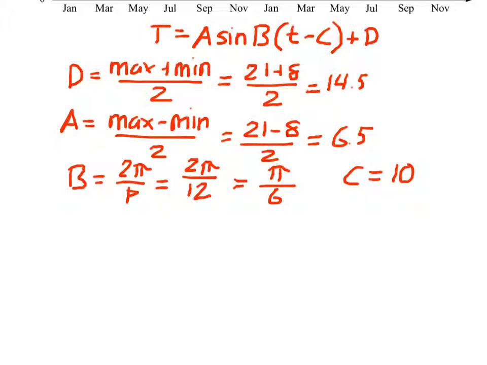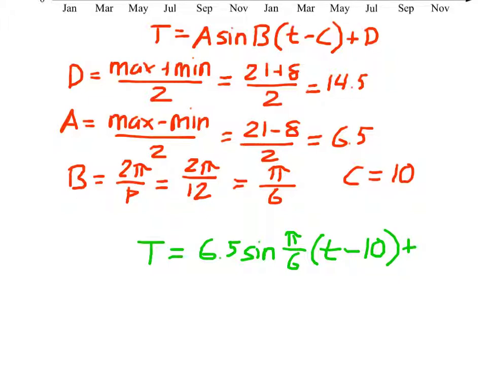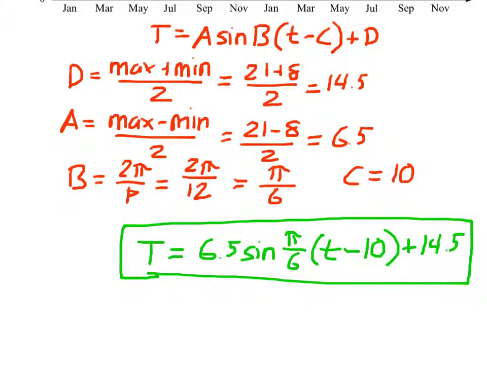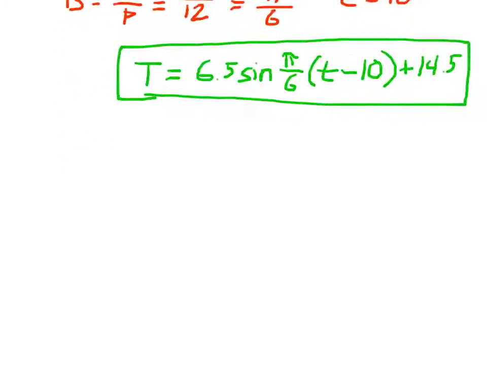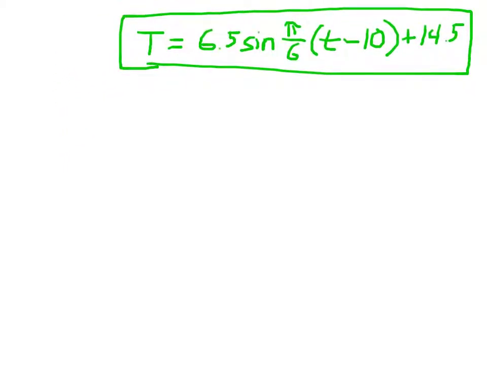Let me use a different color here. T equals A, which is 6.5, sine B, which is pi over 6, times lowercase t minus C, which is 10, plus D, which is 14.5. And this is our model. Now this is an equation I can graph in any graphing program on my calculator, my iPad, my computer. If I do that, I'm going to get this graph.